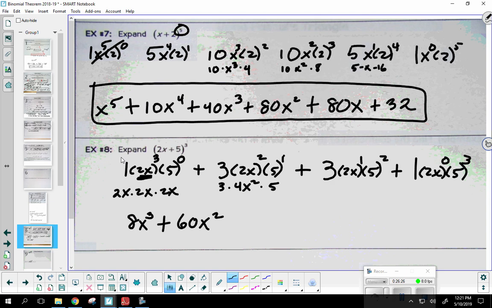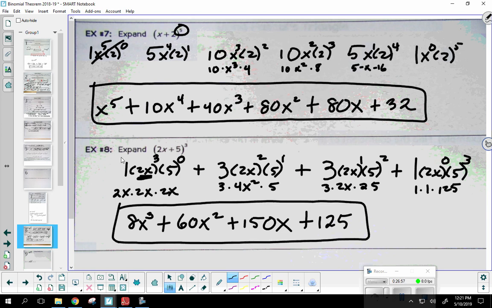All right, so somebody help me out. What would the third term be? That is exactly right. Because you've got 3 times 2x. It was just to the first power. 5 squared is 25. So 3 times 2 times 25, 150x. Yes. Now this last one here, what would 2x to the 0 be? It's still 1. So 1 times 1 times 5 cubed is 125. There you go.